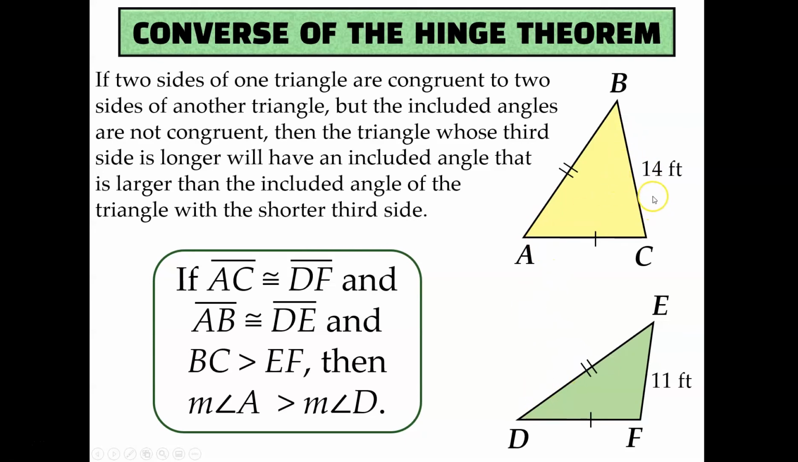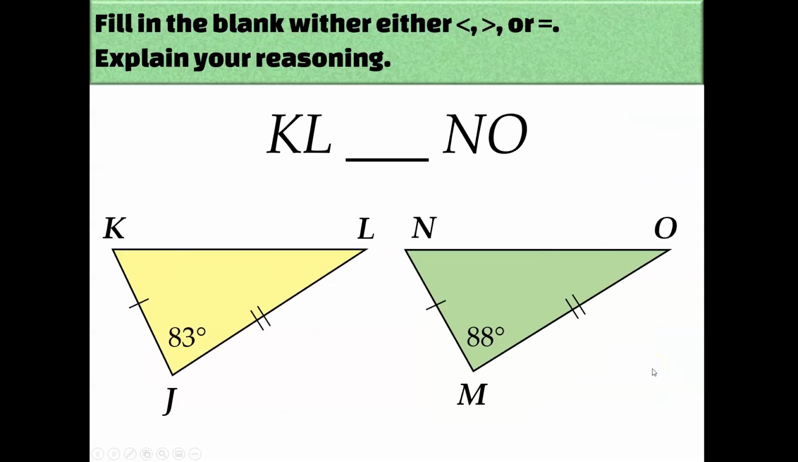Since this side, BC, is longer than this side, EF, we can conclude that angle A, which is the angle across from that given side length, must be larger than angle D, because the side opposite from it was larger than the other one. Let's look at some examples.